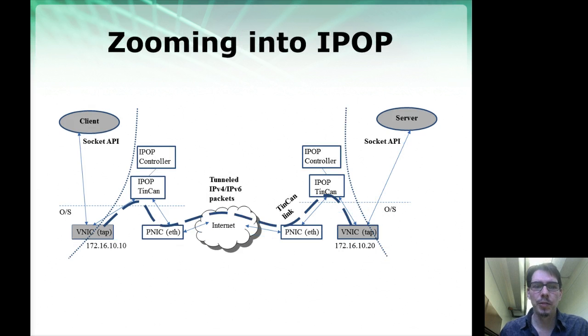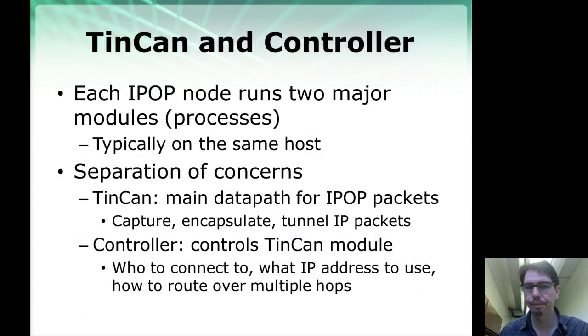Once we start zooming in on how IPOP provides the functionality necessary for virtualization, it is implemented as two major modules. We call them the TinCan module, responsible for handling and forwarding packets, and the controller module, which deals with the connection policies and overlay routing. These modules are typically run as user-level processes on the same host, the same endpoint, and they provide a level of separation of concerns.